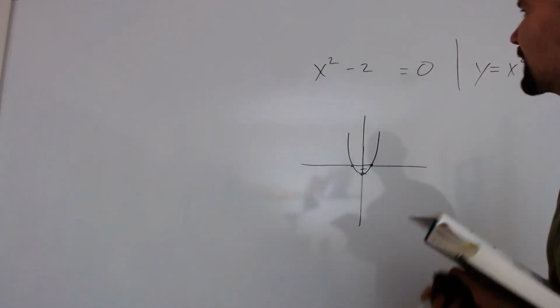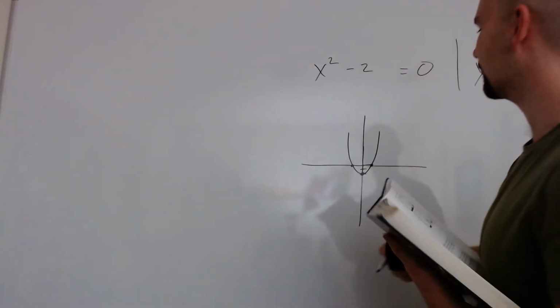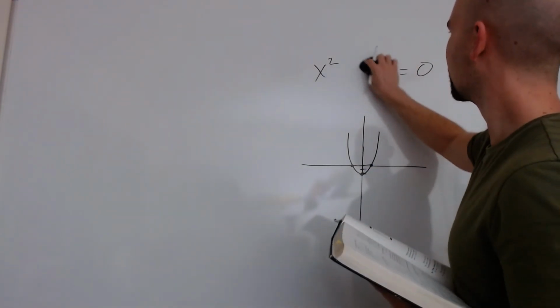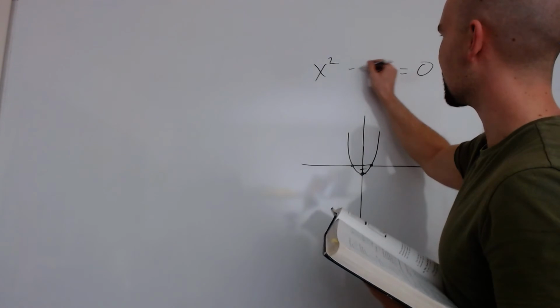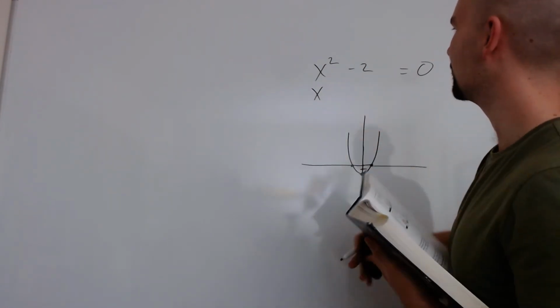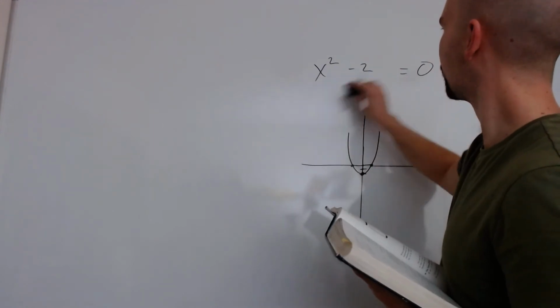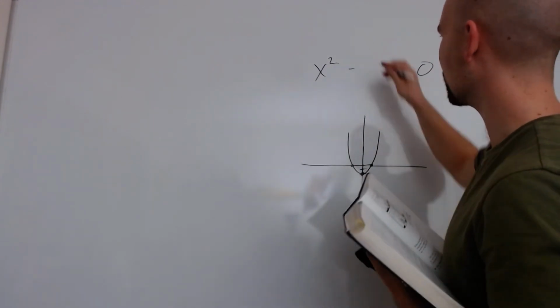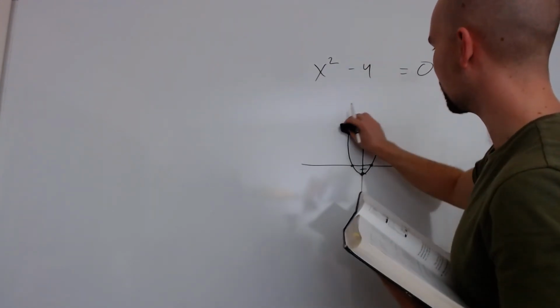Anyway, I digress. So if I have the same equation, like x squared, I don't know, let's just say -2 equals 0, but then I throw in something else like x squared, well, how about this? X squared minus 4 equals 0. This will be easy to work with.